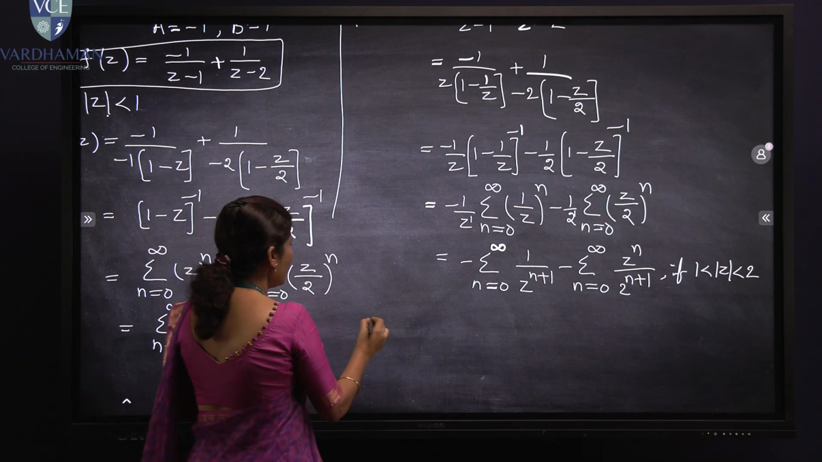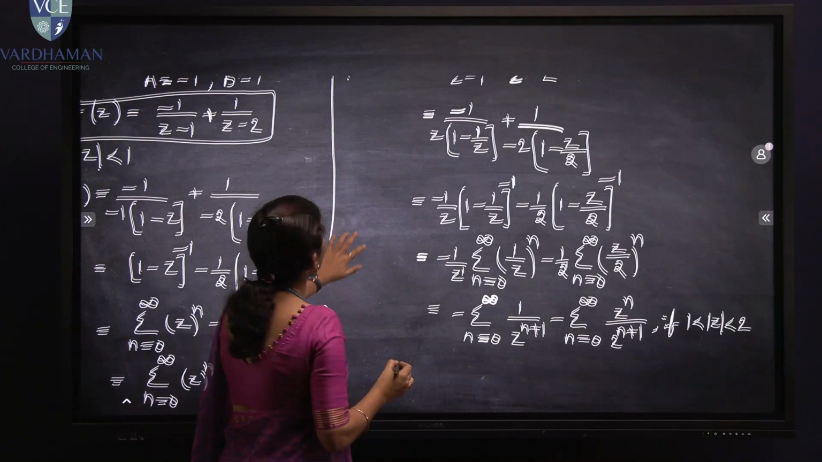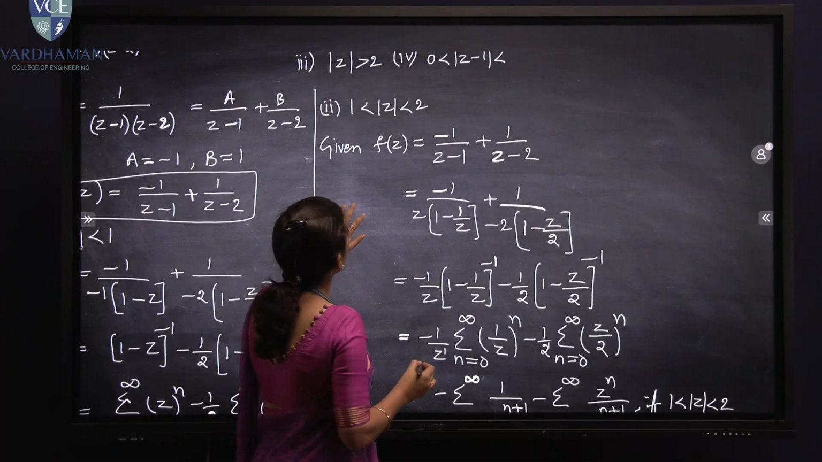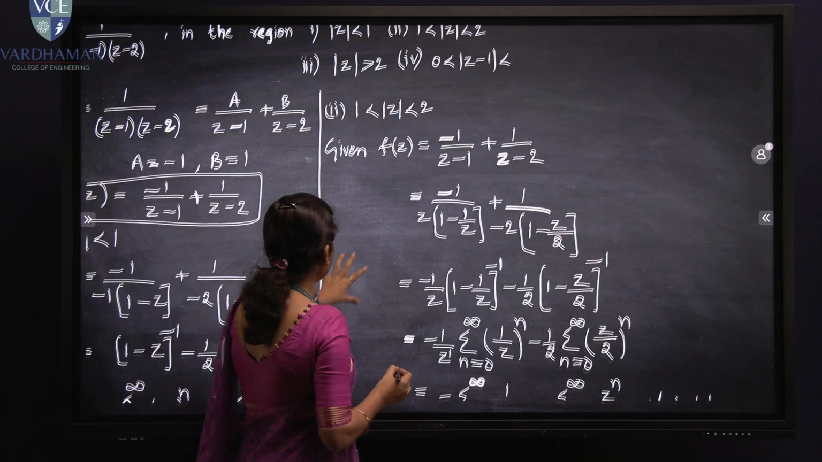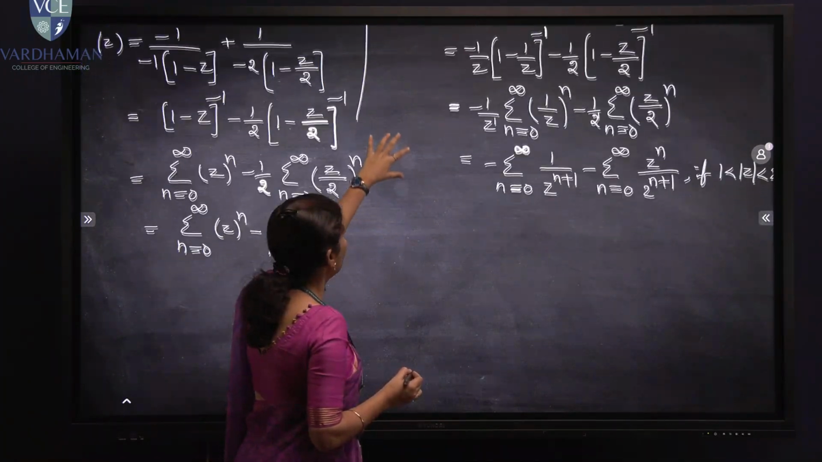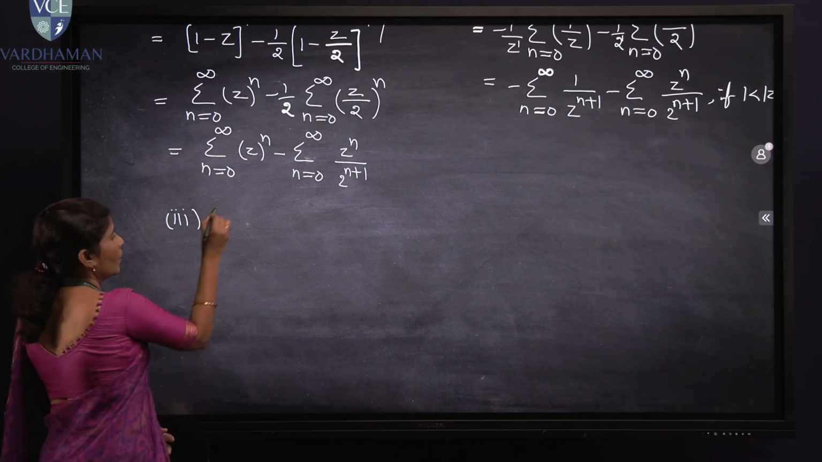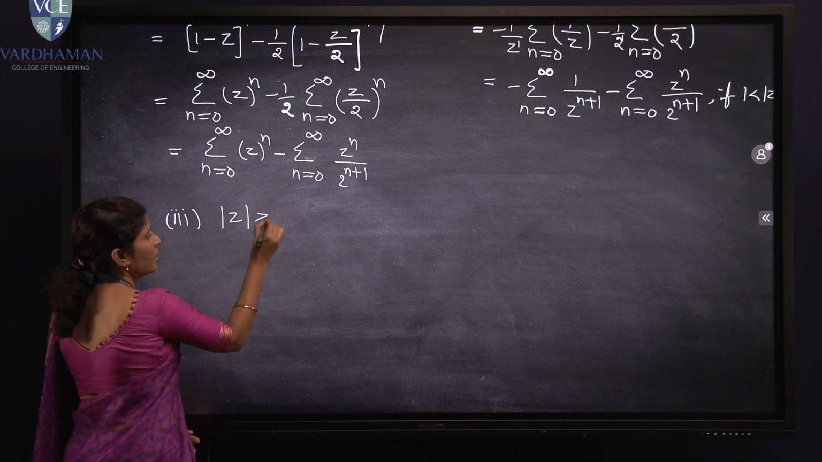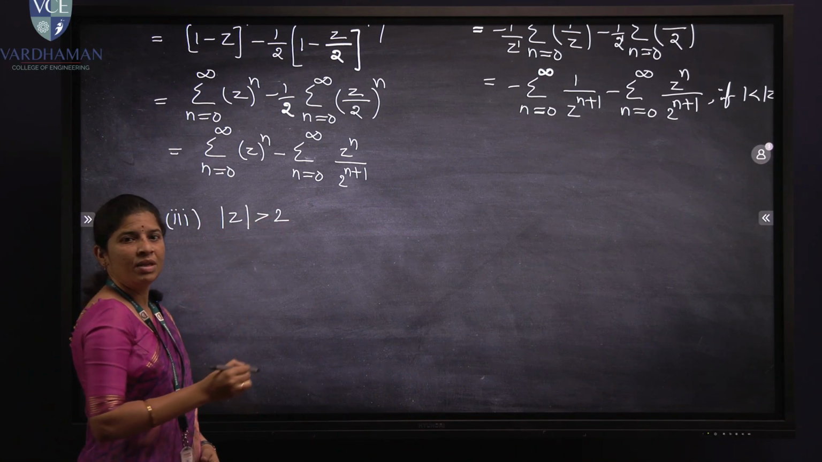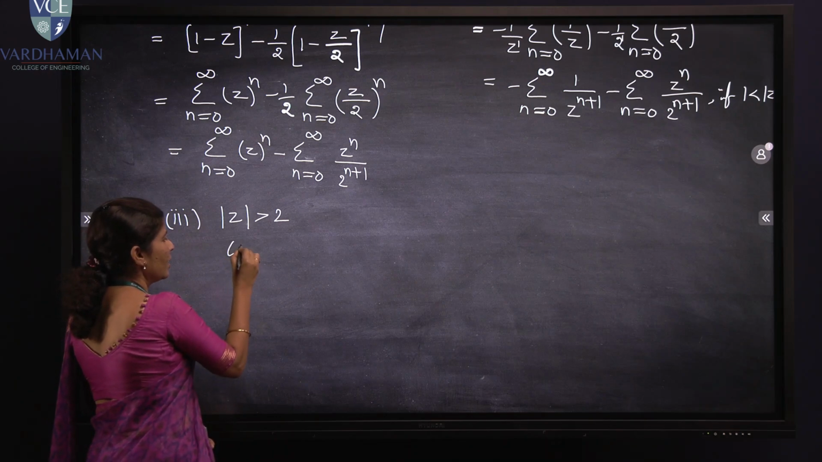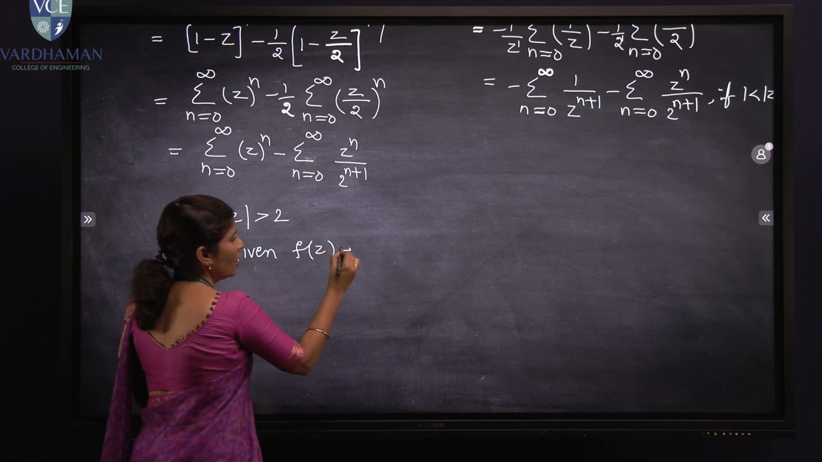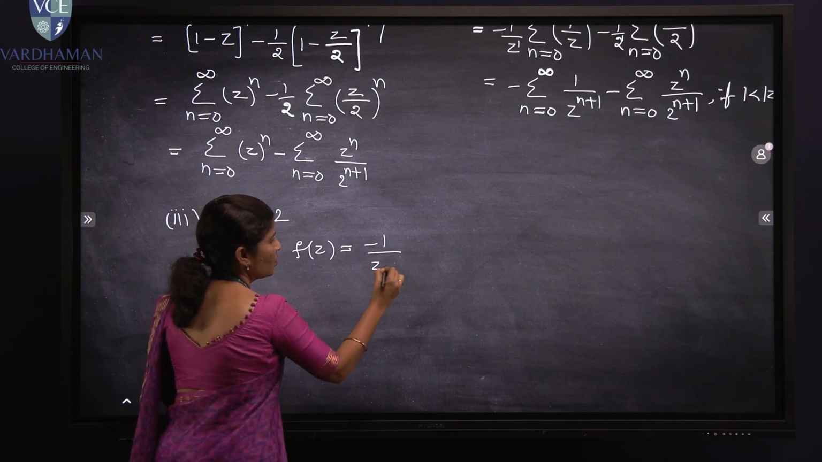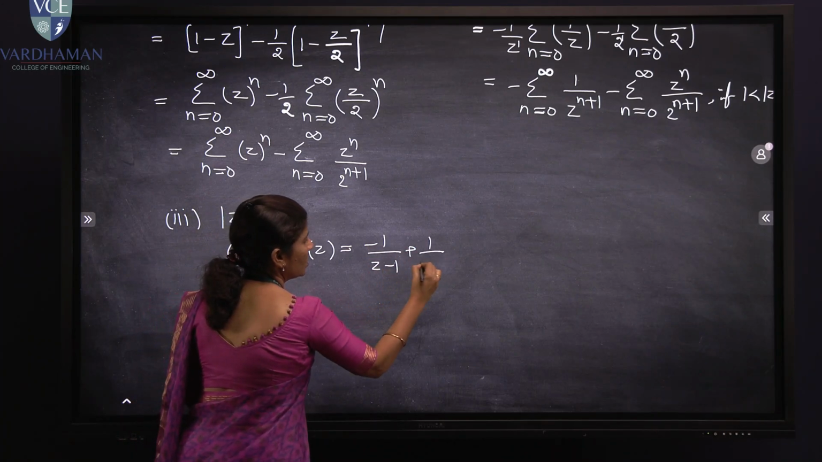Now I will explain the third condition. What is the third condition given in the question? The third condition is modulus of z is greater than 2. Here I will write the third condition: modulus of z is greater than 2. And here we know the given value of f of z; I will write the given f of z. Given f of z is equal to minus 1 upon z minus 1 plus 1 upon z minus 2.